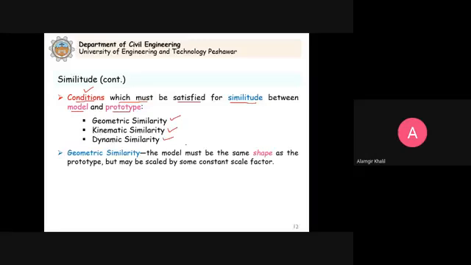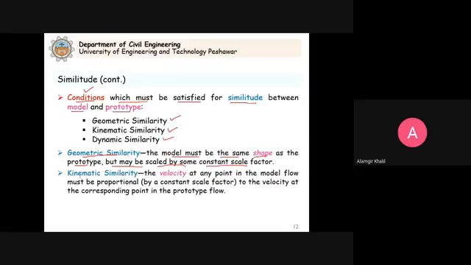So what we mean by geometric similarity is that the model must be of the same shape as the prototype, but may be scaled by some constant scale factor. So the model and the prototype shapes must be the same. Clear? This we have to ensure. Just like I said, you cannot say, okay, let me conduct tests on a car and then I will predict the performance of an aeroplane. So that's why we have to ensure this.